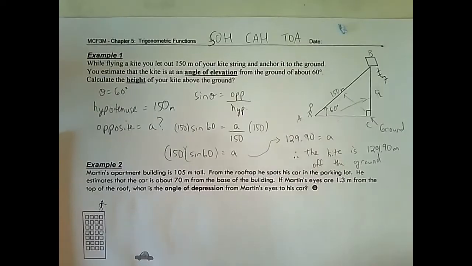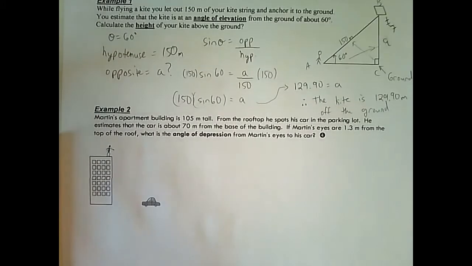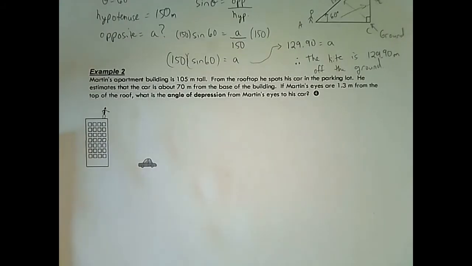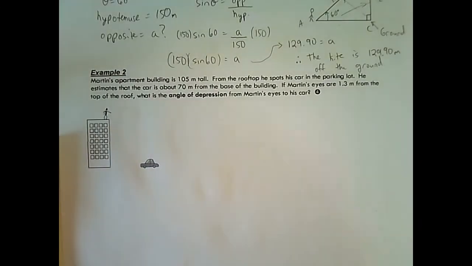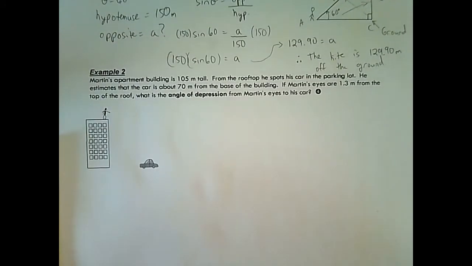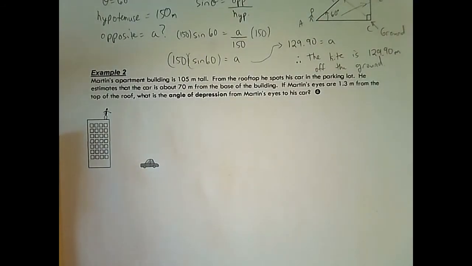All right, believe it or not, last question for our word problem here. It says Martin's apartment building is 105 meters tall. From the rooftop, he spots his car in the parking lot. He estimates that the car is about 70 meters from the base of the building. If Martin's eyes are 1.3 meters from the top of the roof, what is the angle of depression from Martin's eyes to his car?